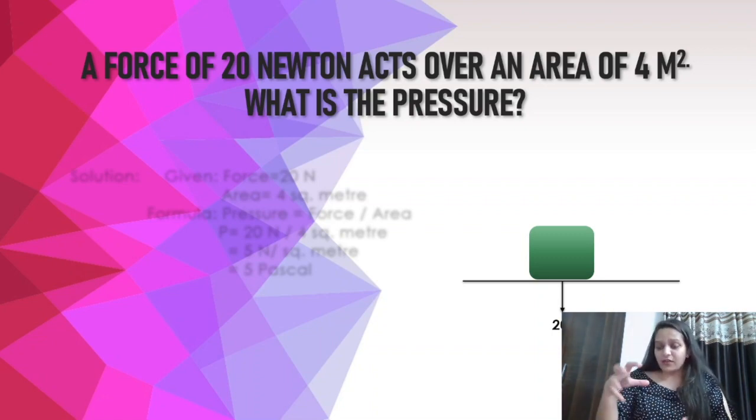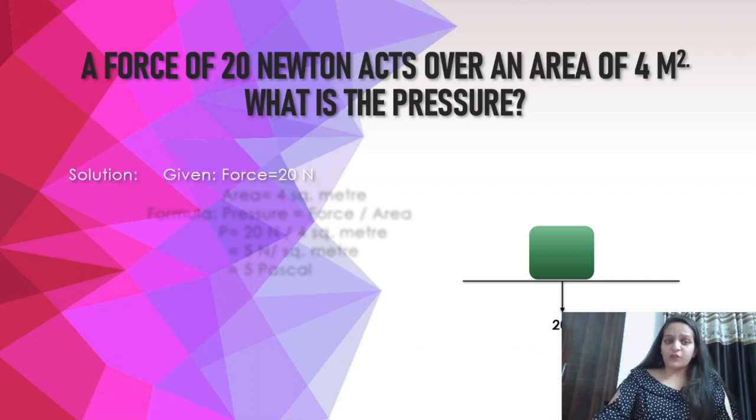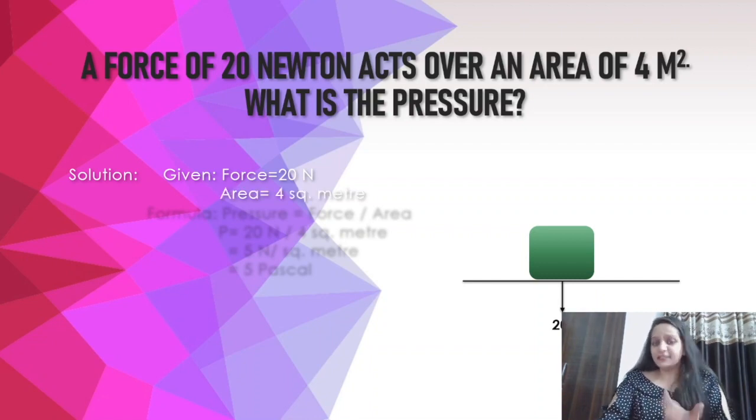So whenever a solid substance is placed over any surface, it will apply pressure or force over that surface in the downward direction. Here we are given two things. First of all, we are given the force, which is 20 Newton. Sometimes force is not given in this way; you can identify it with the help of the units, that is Newton. And the second is the area, which is 4 square meter, or meter square.